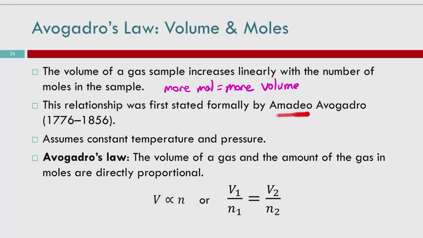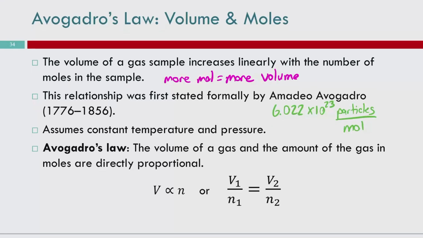This relationship is credited to Amedeo Avogadro, the guy that we know for his number, 6.022 times 10 to the 23, we'll say particles per mole, or pieces per mole, usually atoms, molecules, formula units, one of those three. Avogadro's law states the volume of a gas and the amount of gas are directly proportional, so when volume goes up, number of moles also goes up.